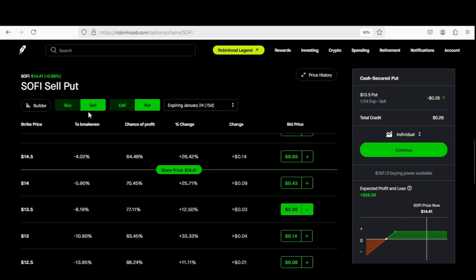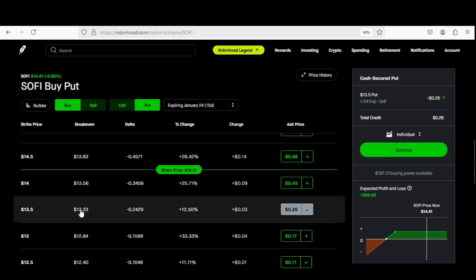So now we're going to change our order. Let's go to buy, and we're going to go to put. We're going to stick with the exact same strike date. Like I tell you, very simple. All we're going to do is switch up our cash secured put into a new strategy. And to do that, the only tweak you're going to make is go from sell to buy.